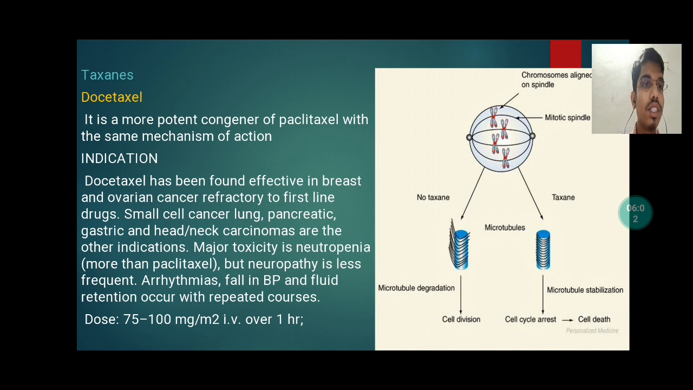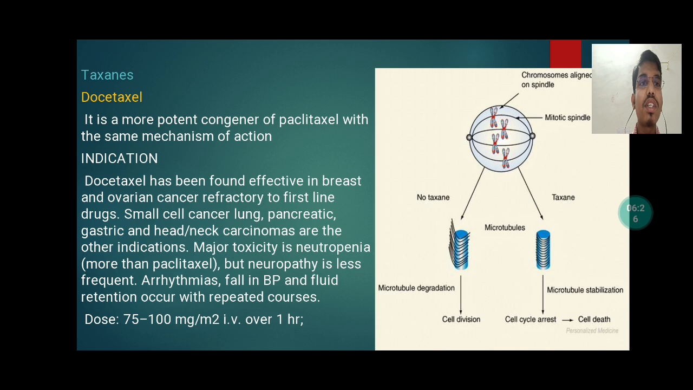Taxanes: see in this image, basically what happens is the microtubules go and attach to the kinetochores of the chromosomes. For the separation, the pulling of the chromosomes toward the opposite poles is required, so that the centromere of the chromosome breaks and the chromatid is moved to the opposite pole.